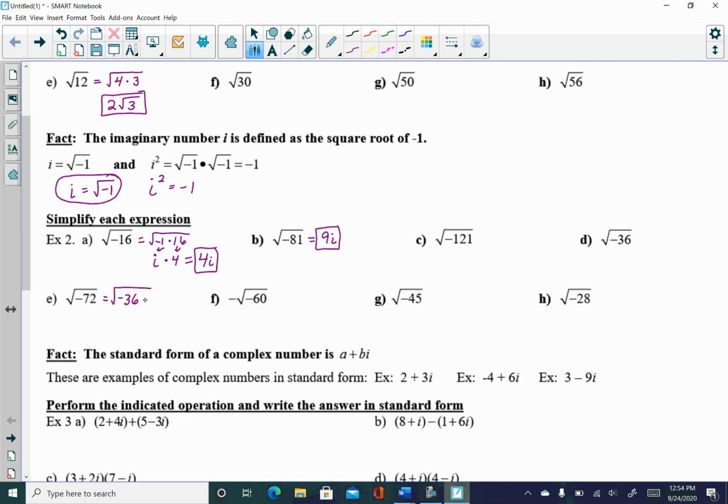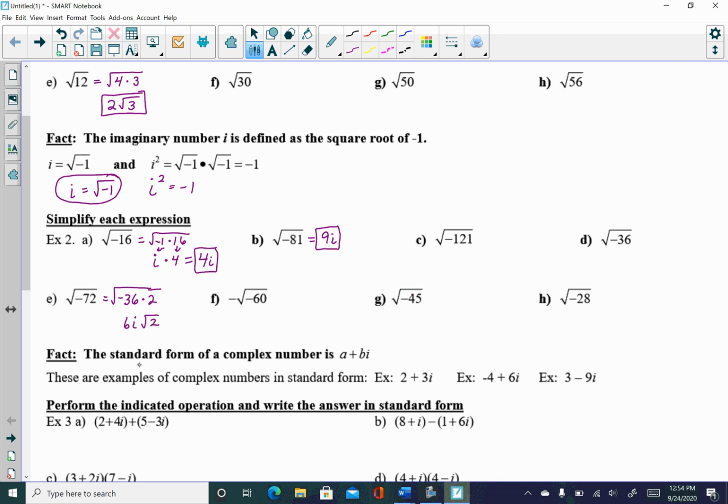So -72, would you agree, could be the same as -36 times 2? That still gives me -72. Now, take the square root of what we can. We know the square root of 36 is 6. Because it's negative, it's going to be 6i, and then we leave the square root of 2 underneath the radical.